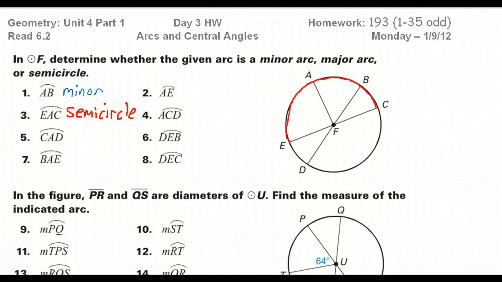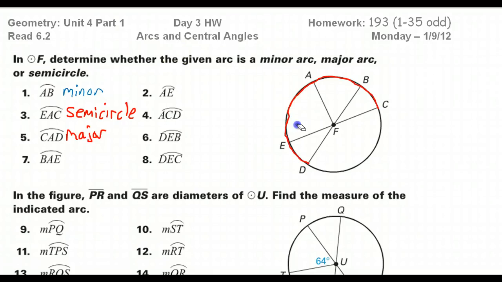Okay, if I look at arc CAD, that's from C to A to D. So arc CAD is going to go from C through A around to D. That is a major arc because it is bigger than a semicircle. It's more than 180 degrees.